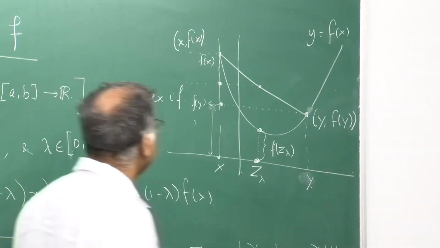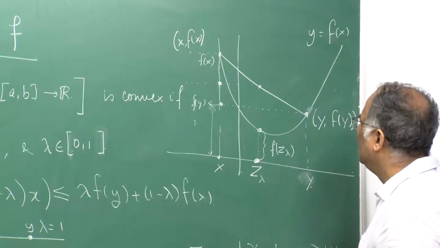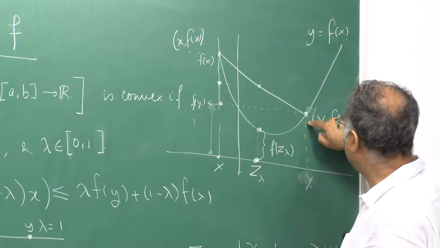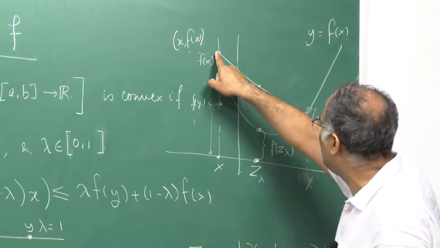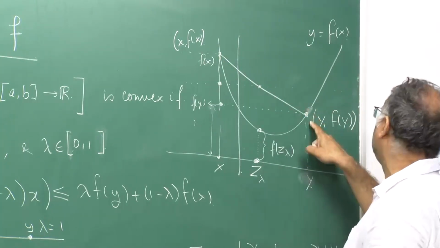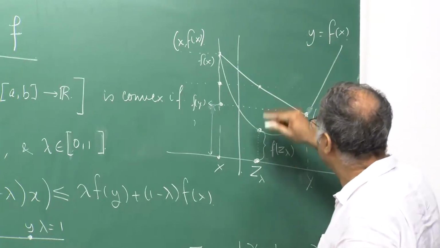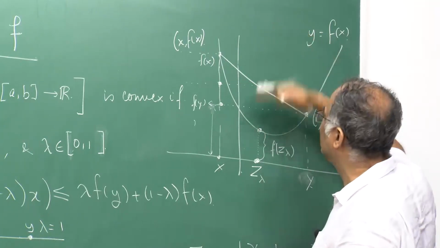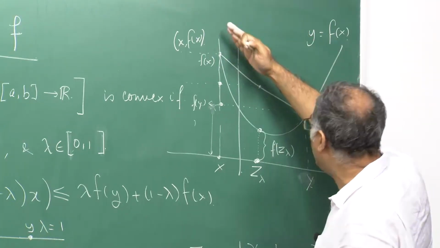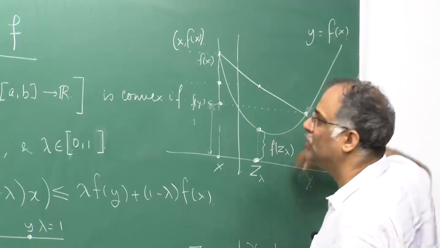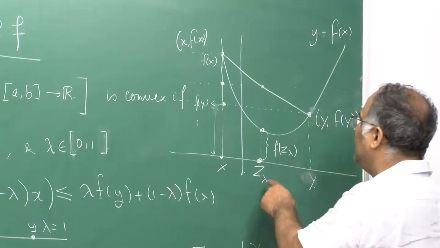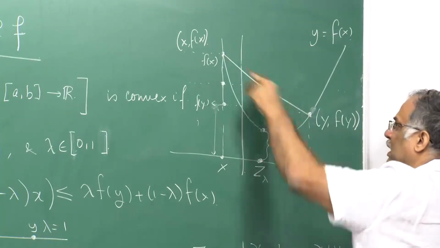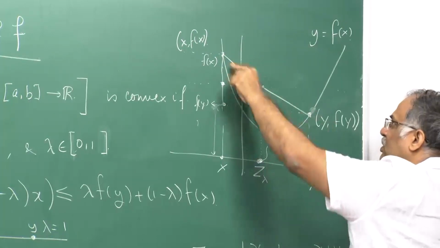And you see what it says: this fact is only possible if, when I draw this chord, the chord always lies above the graph of the function. In the sense that a part of the graph of the function is always below the chord. That is, the point z lambda, that part of the graph, would always lie below this straight line.